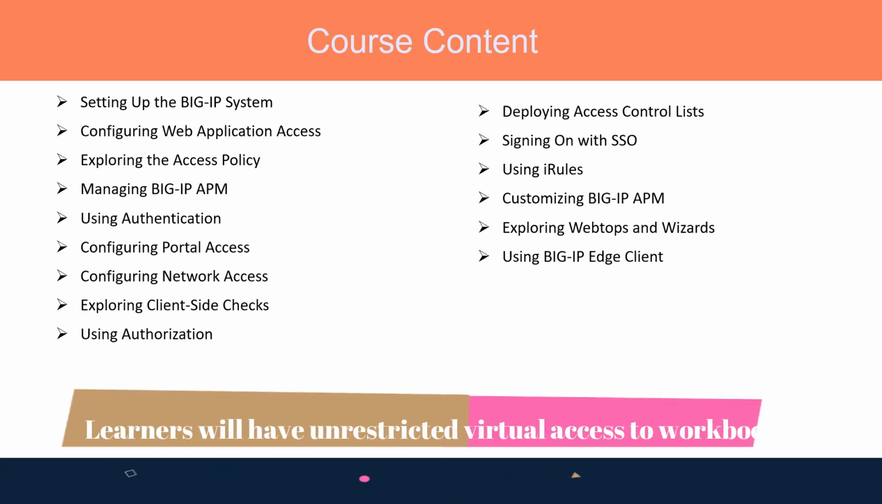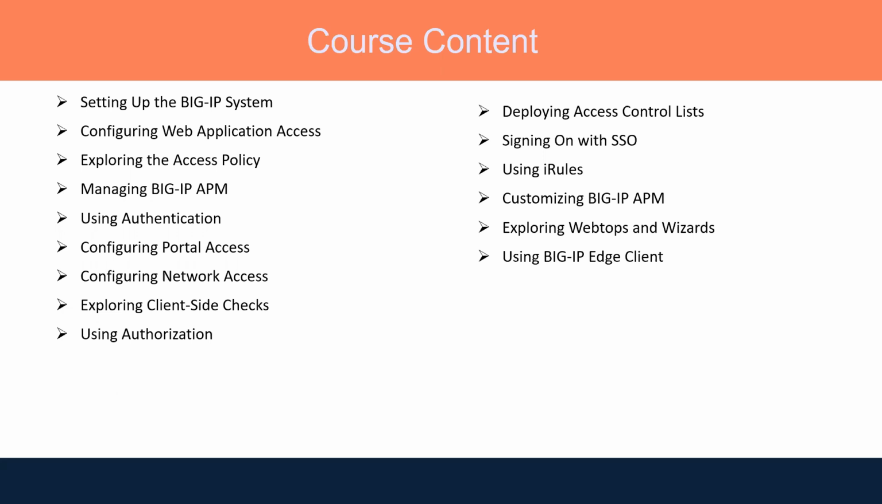We'll talk about authentication, how a user can be authenticated, whether using an internal database or external database. Then we will talk about configuration of portal access. We will configure a portal, and on that portal we will publish some of the applications. And we'll talk about network access. Here we will talk about how SSL VPN can be used to access the internal network, rather than accessing a single host or a single application.